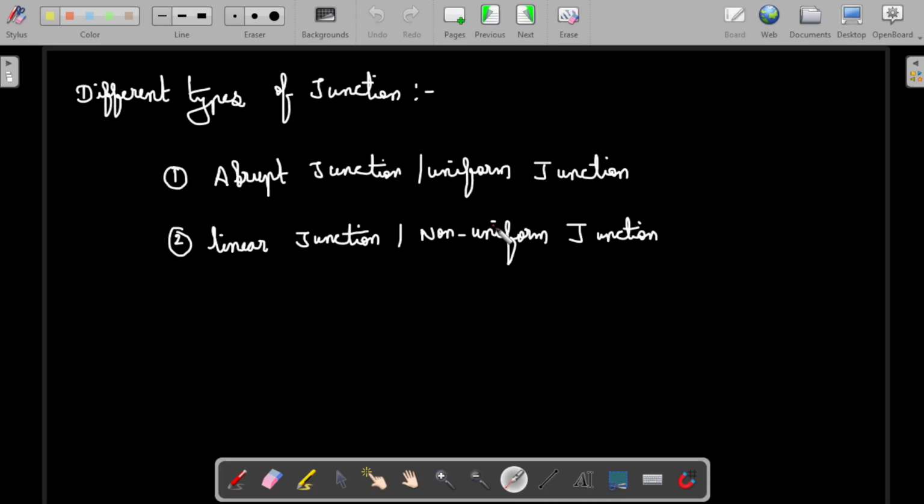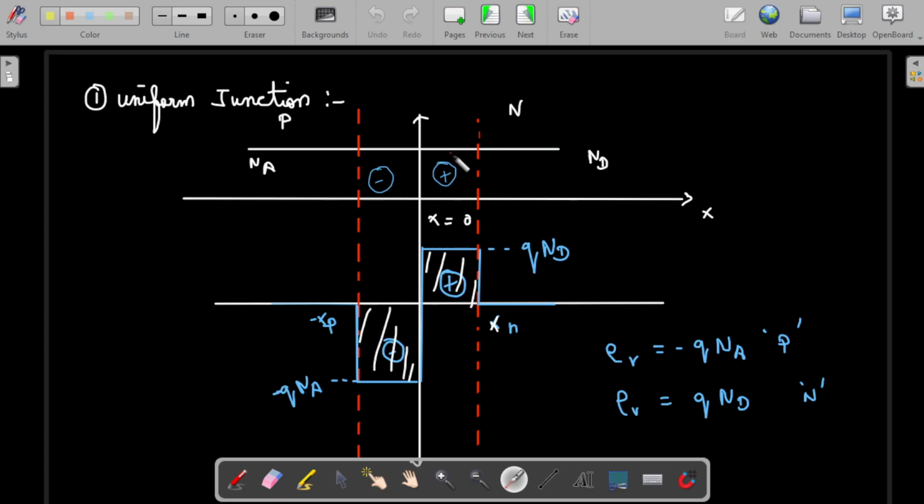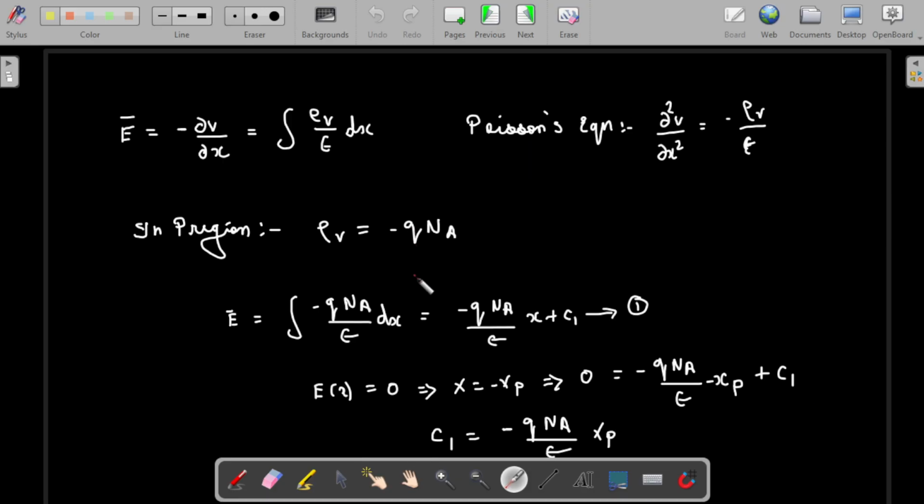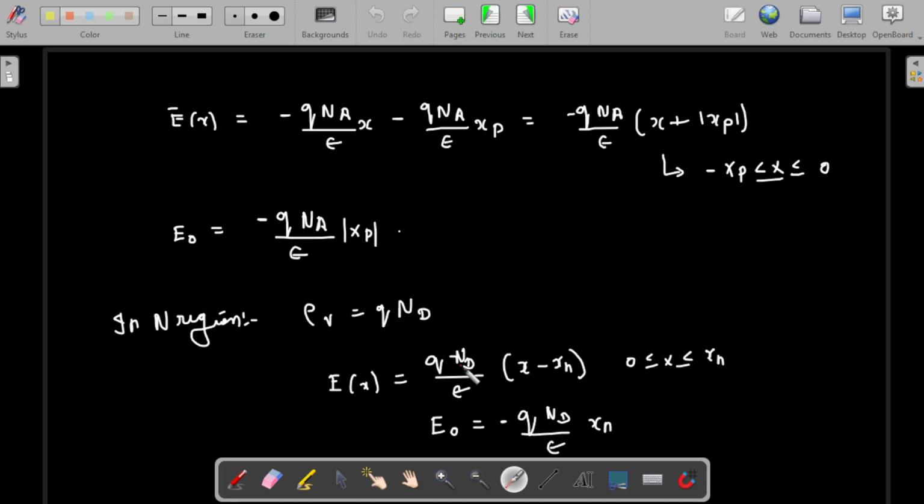And then we have found two different types of junction. One is the uniform junction, another one is the non-uniform junction. So in the uniform junction, we have seen the charge carrier profile, the doping will be uniform throughout the semiconductor. So from that, we are finding out the E and V. So E can be found out from Poisson's equation. With this one, using this condition, we will be able to get the E in both N and P regions. So this is the P region E, and this is the N region E.